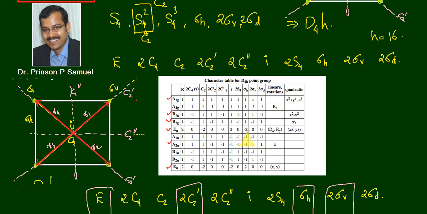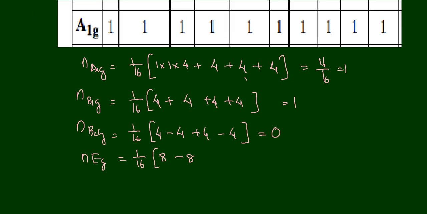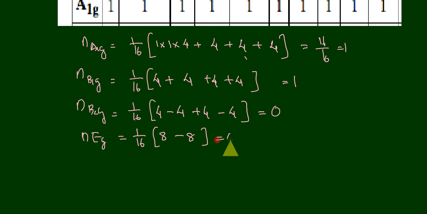You can look here, for Eg there is also a minus 2 here. See, minus 2 here. So from these ones you will get a minus 8, because belonging to sigma you have 4 as the total character, so minus 2 into 4 is equal to minus 8. That is why minus 8. So 8 minus 8, that is equal to 0.